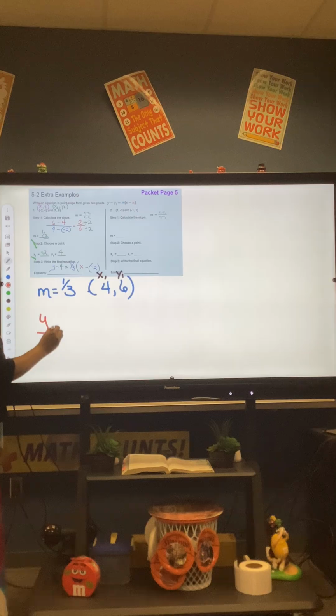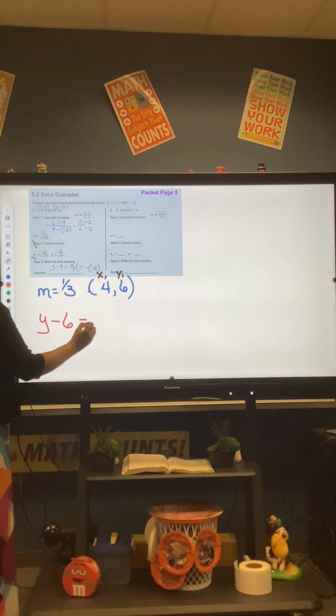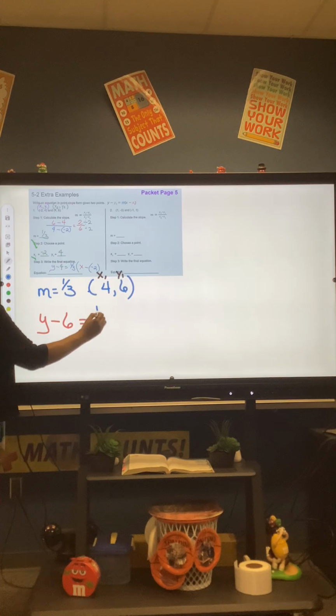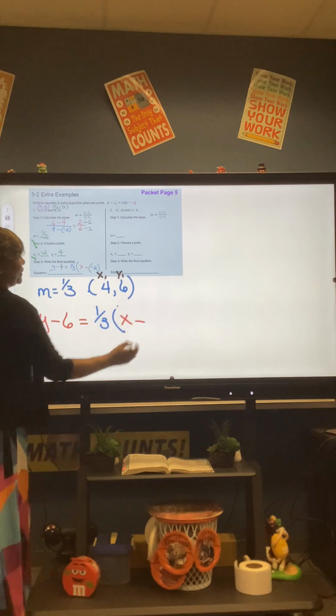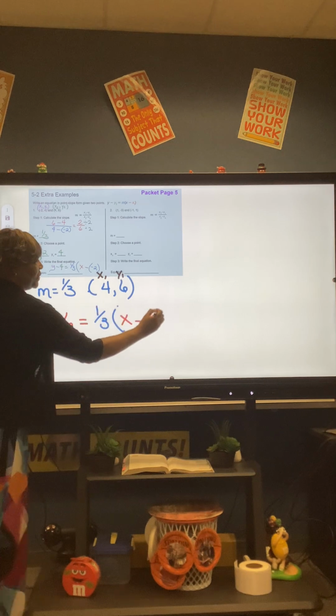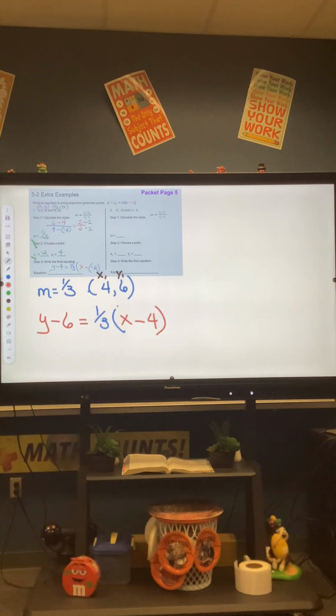So y minus y1, which was 6, is equal to my slope, which is 1/3, x minus my x1, which is, so guess what I have on my paper? I got 2 answers on my answer key. You know why? Because I got 2 different what? Points.